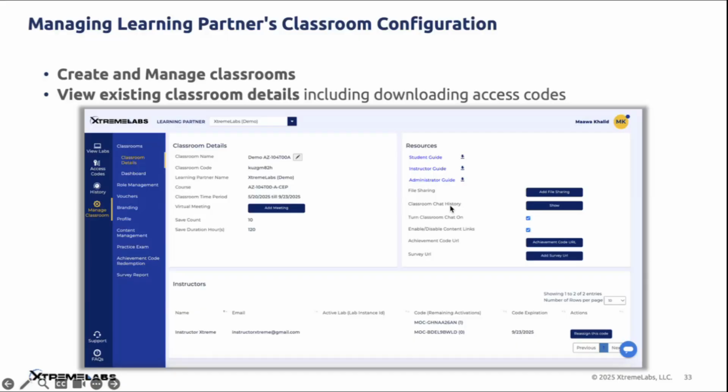There is a classroom chat history button where the instructors can view the classroom chat history. They can either turn it on or off. Similarly, they can either disable or enable the content links. Here they can add the achievement codes and survey URL codes. And here they would find the instructor code. So if there are two instructors, they would see two instructor codes over here.